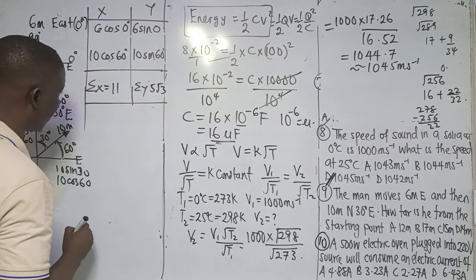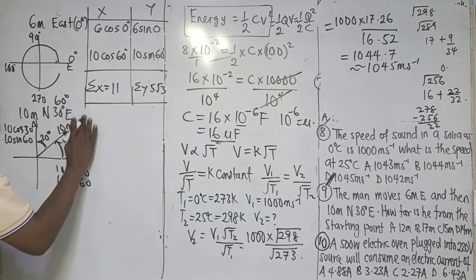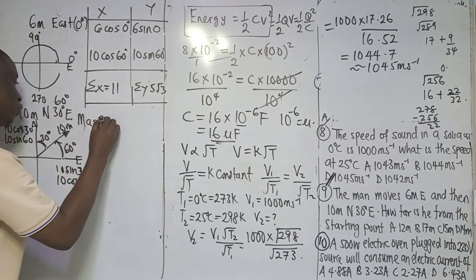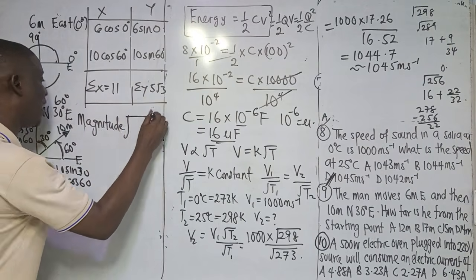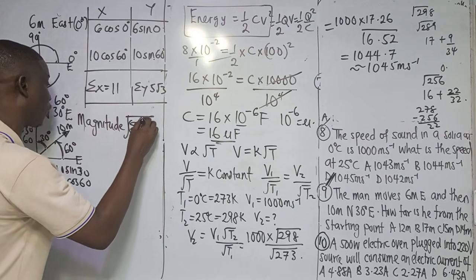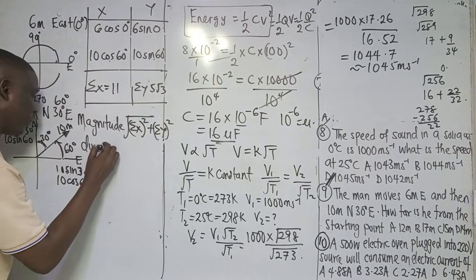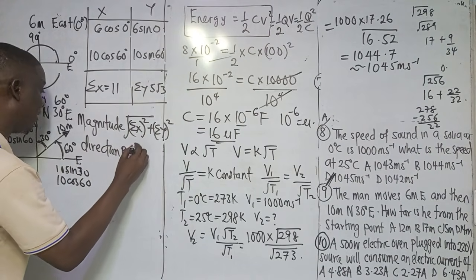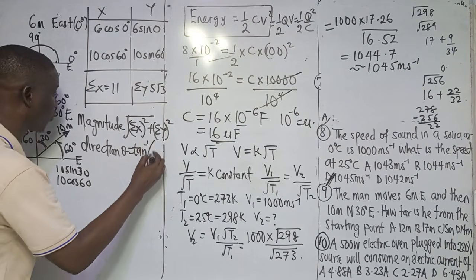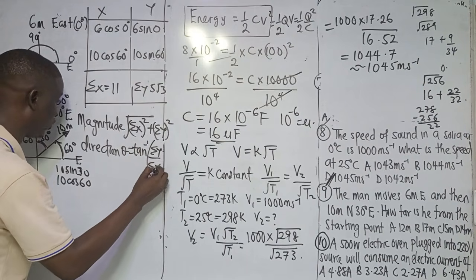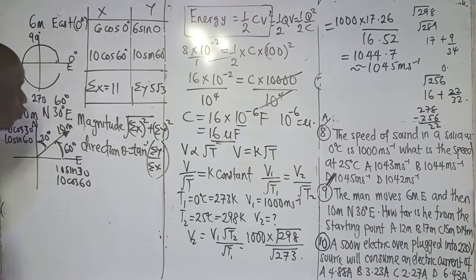Now, having gotten that, we are going to use it to find our magnitude. To find magnitude, you use what? Square root of summation x all square plus summation y all square. To find direction, direction is theta. It's tan inverse of summation y over summation x. So this is the formula to use.